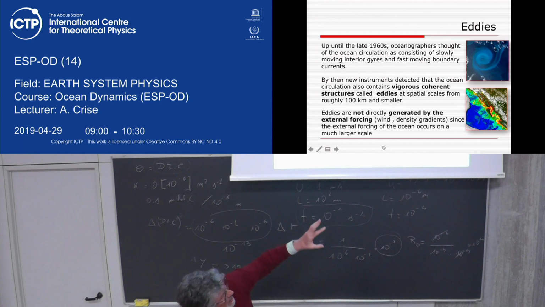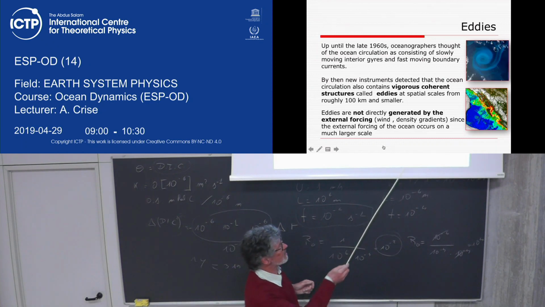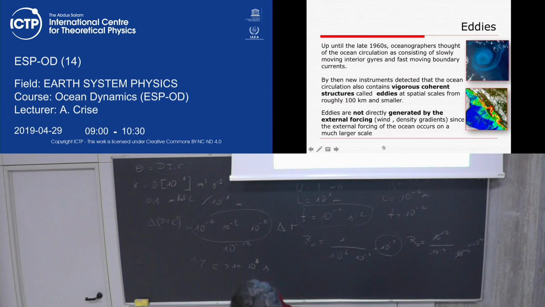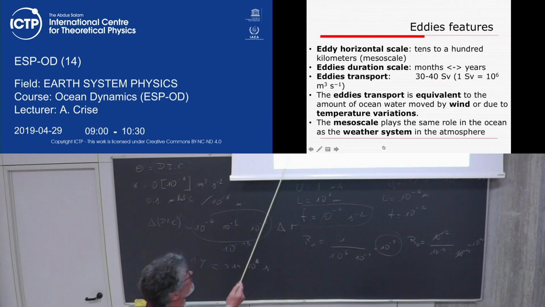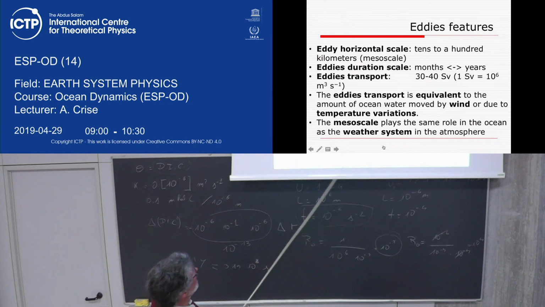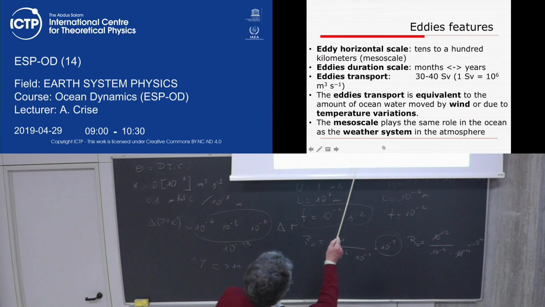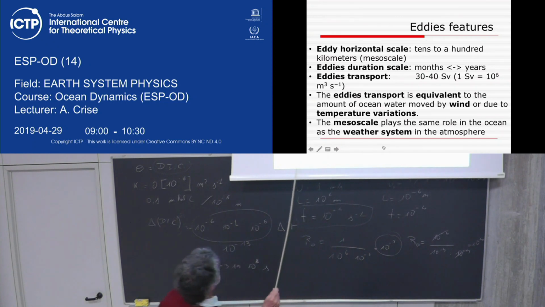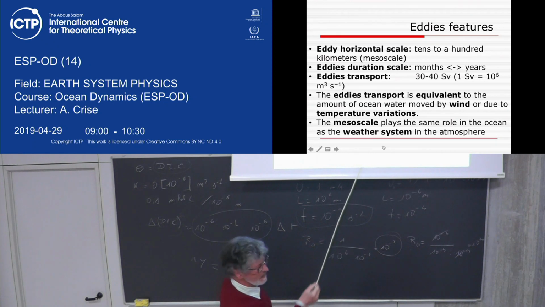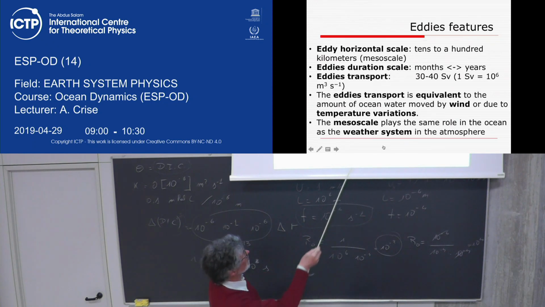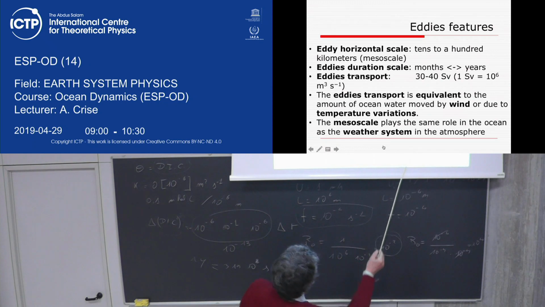Here you don't have any direct constraint by forcing and the topography in the position and the evolution, which are the major features of the eddies. So, as I already mentioned, the horizontal scale is of the order of 10 to 100 kilometers, and the duration can be small, but typically it's of the order of months up to years.